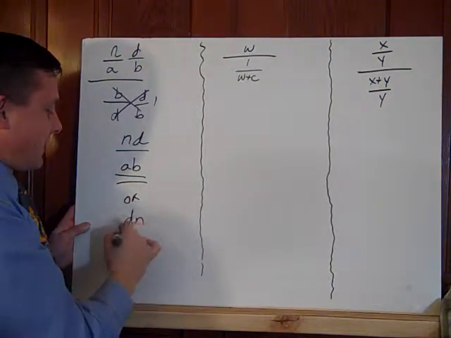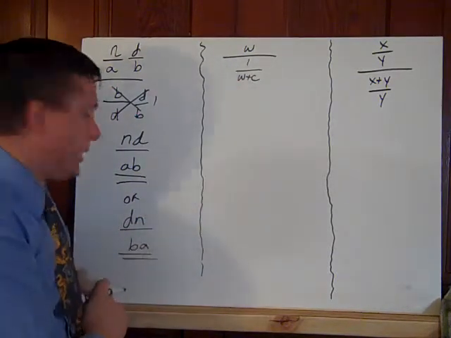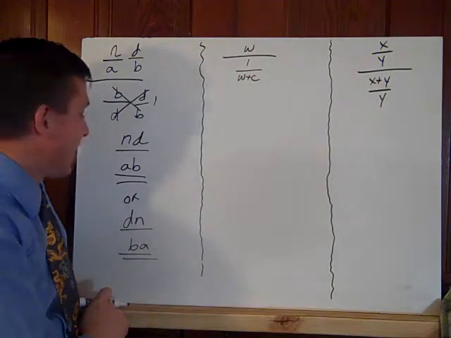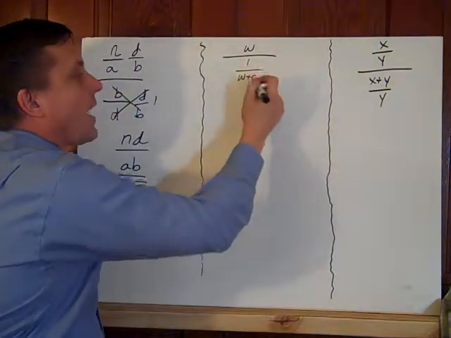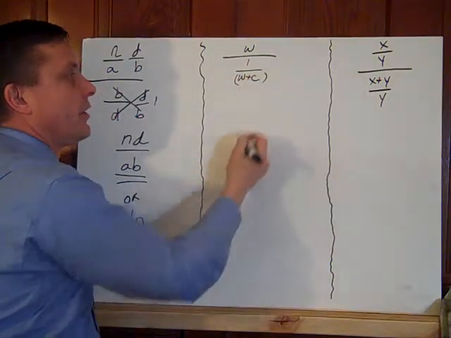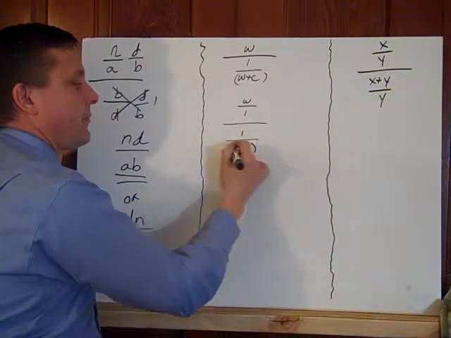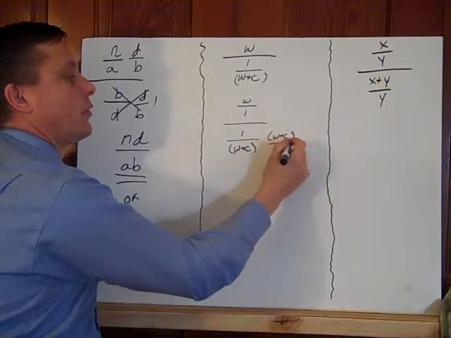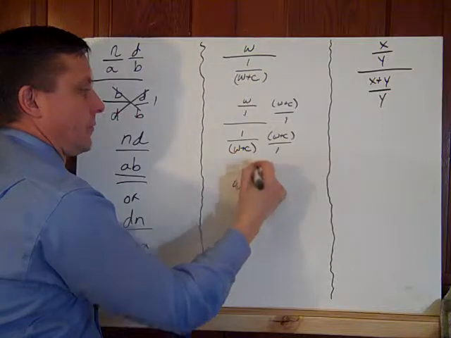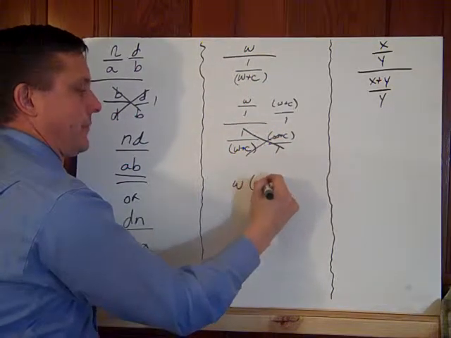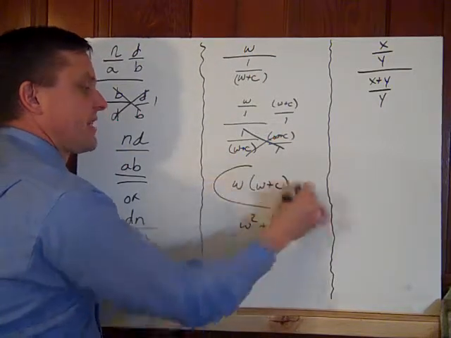And again, I want to be clear. I can write this any way I want. There's a number of ways you could write it, as long as you have N and D as a product in the top and A and B as a product in the bottom. Again, over here you have to recognize W plus C as a sum. Multiply by the reciprocal of the denominator. Again, I would stop here.